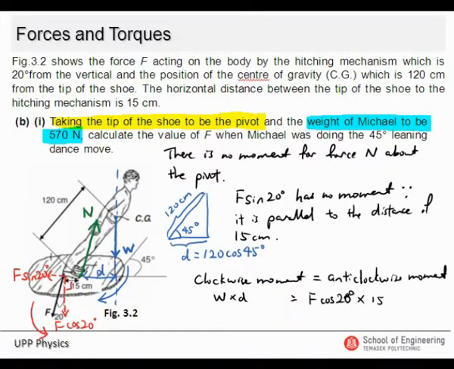Alright, then W is 570 times D, which is 120 cosine 45 degrees, which is equal to F cosine 20 times 15. So doing a simple calculation, F will be equal to 3,431 newtons.